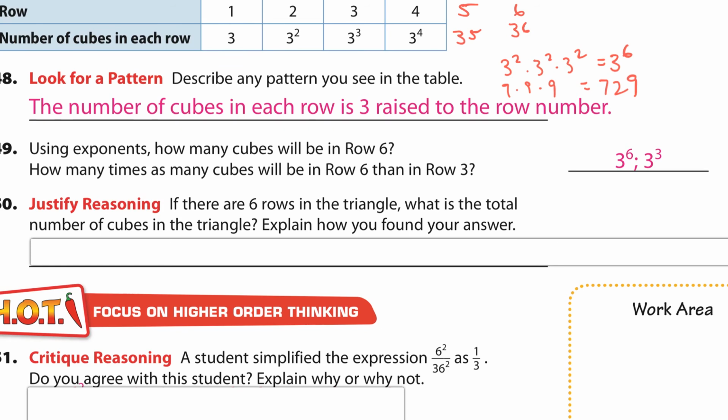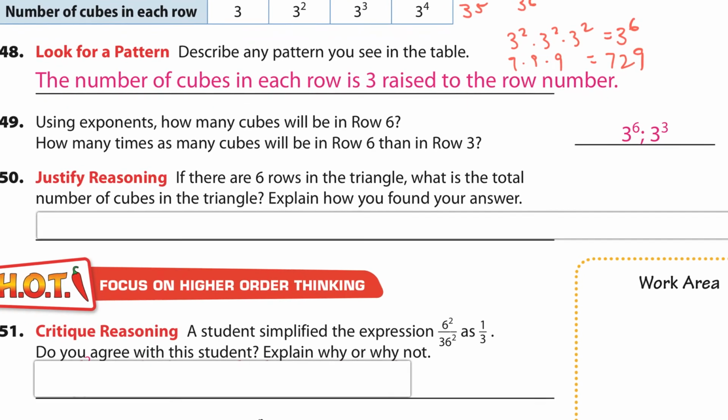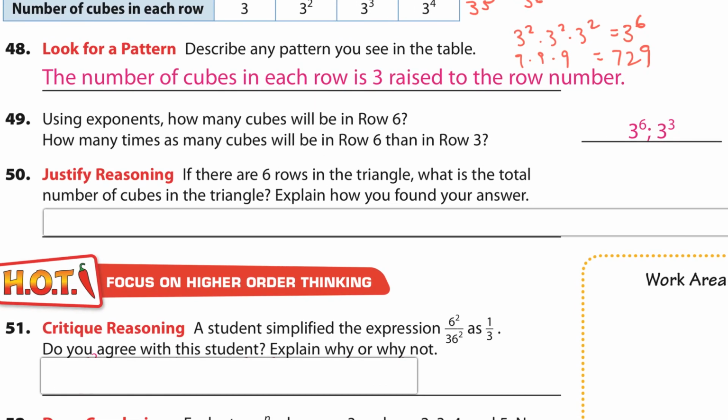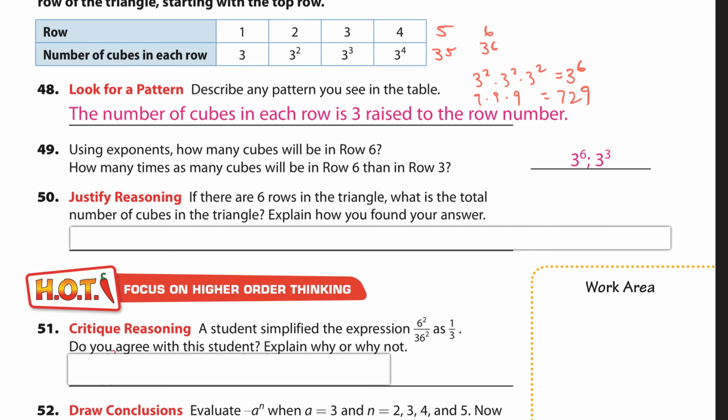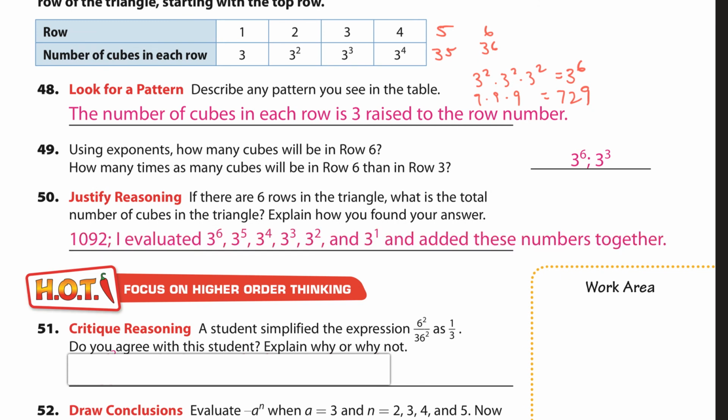Very good. If there are 6 rows in the triangle, what is the total number of cubes in the triangle? Explain how you found your answer. If there are 6 rows in the triangle here, let's see what we have to say here.